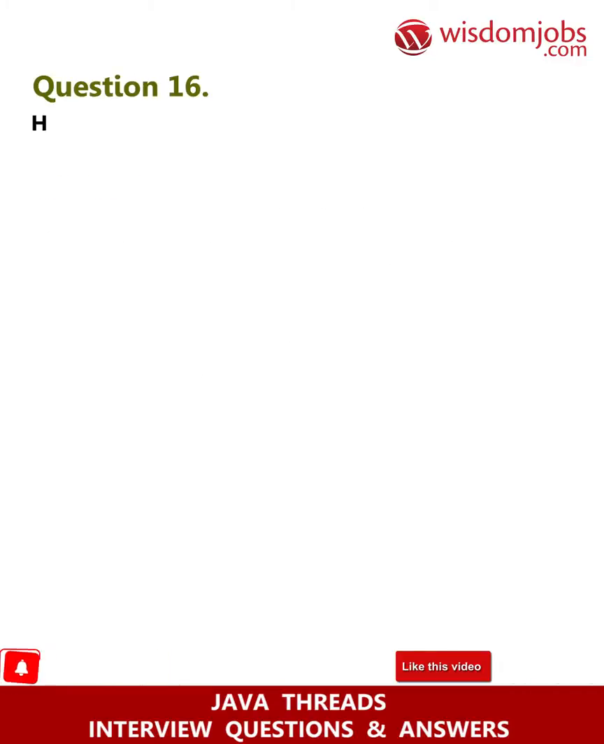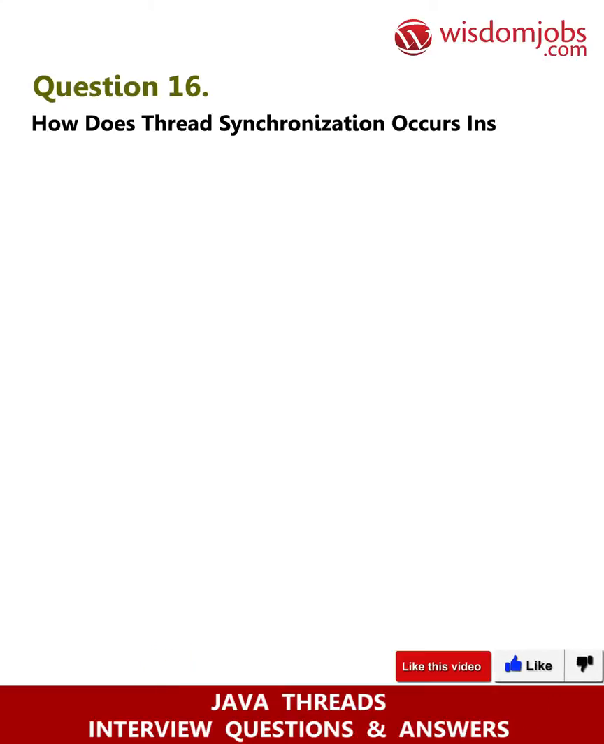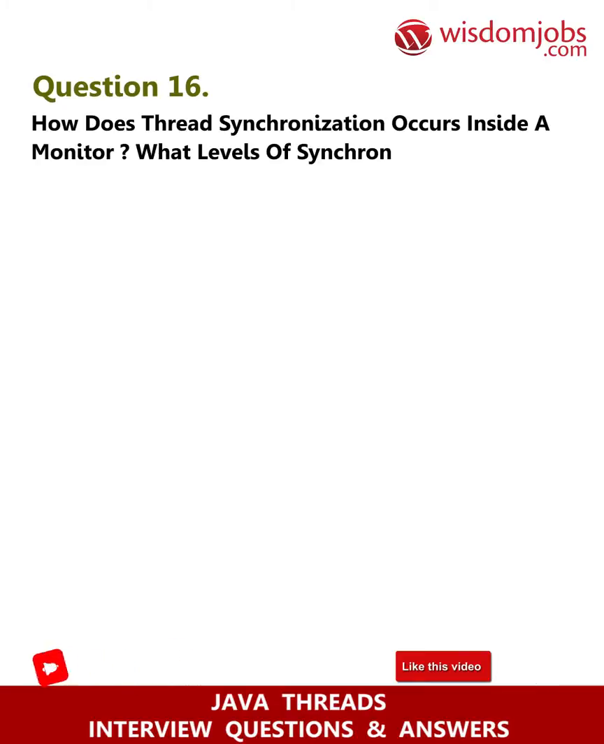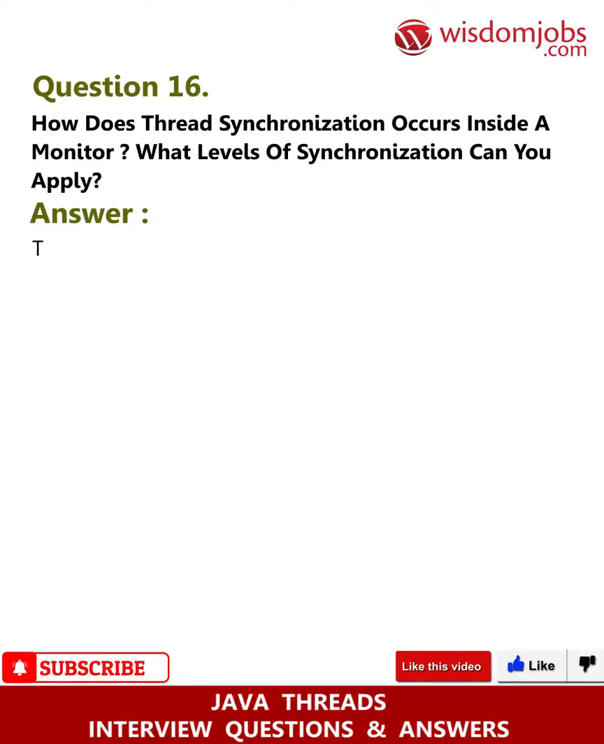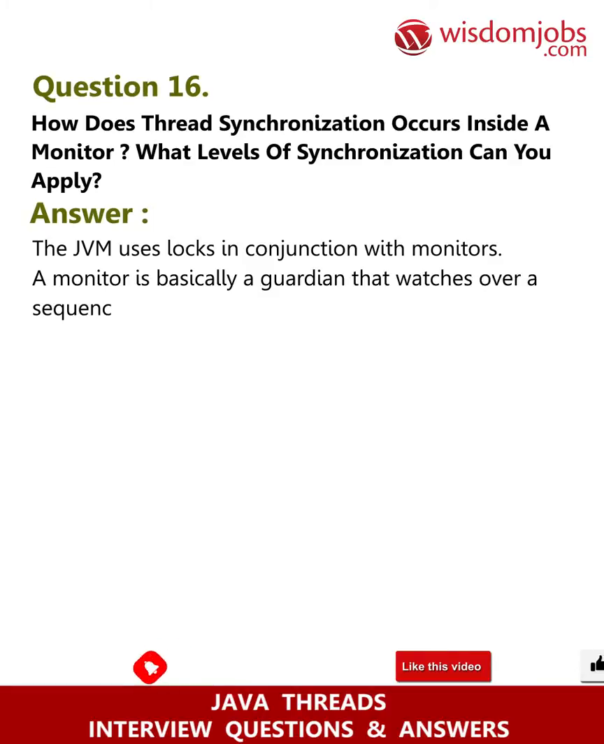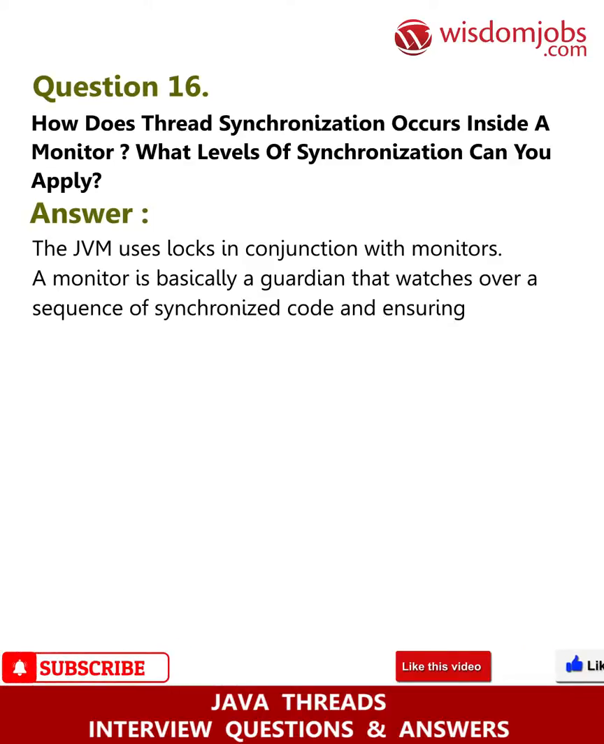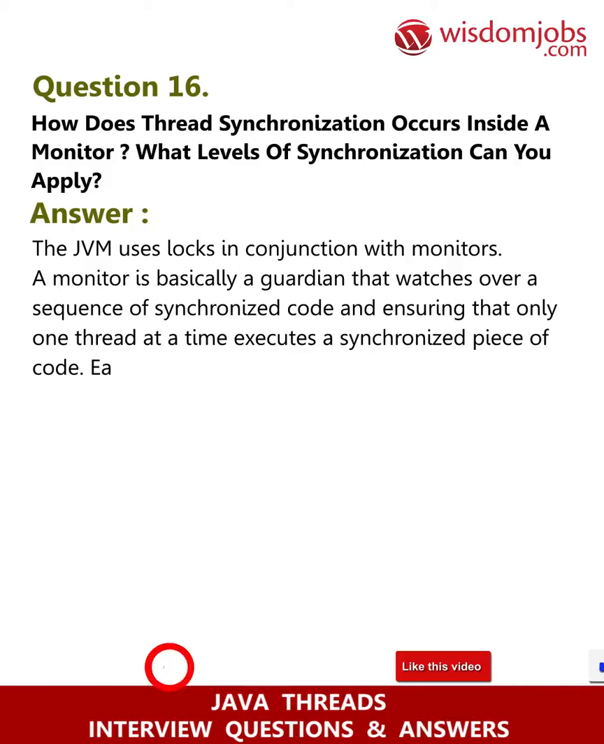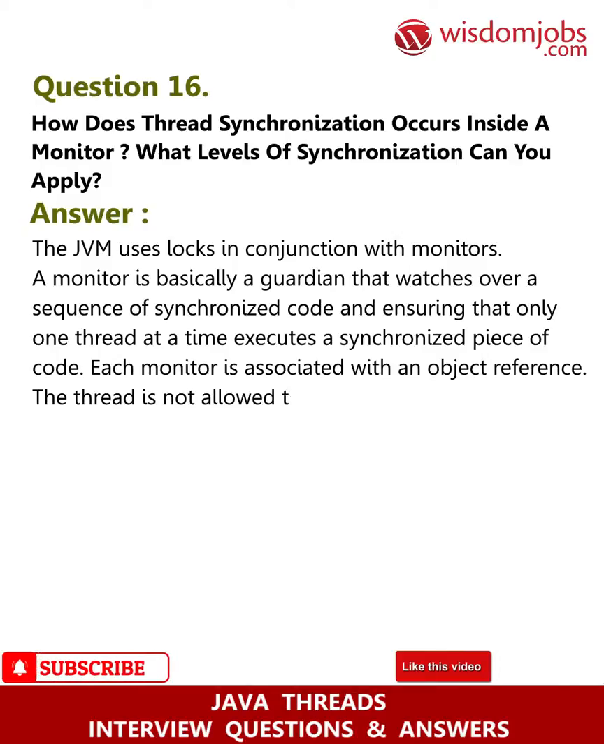Question 16. How does thread synchronization occur inside a monitor? What levels of synchronization can you apply? Answer: the JVM uses locks in conjunction with monitors. A monitor is basically a guardian that watches over a sequence of synchronized code, ensuring that only one thread at a time executes a synchronized piece of code. Each monitor is associated with an object reference. The thread is not allowed to execute the code until it obtains the lock.